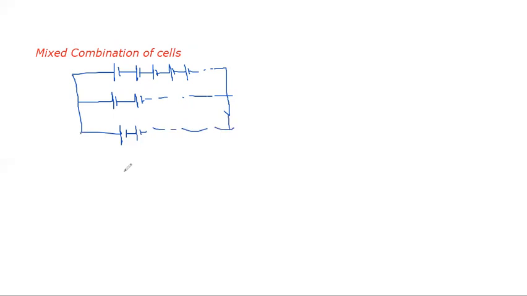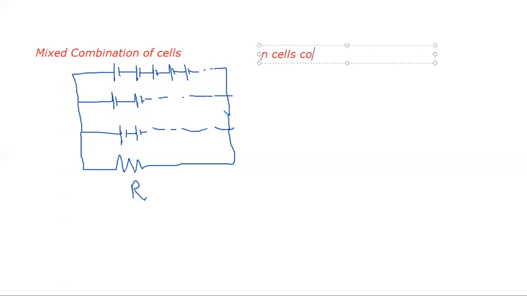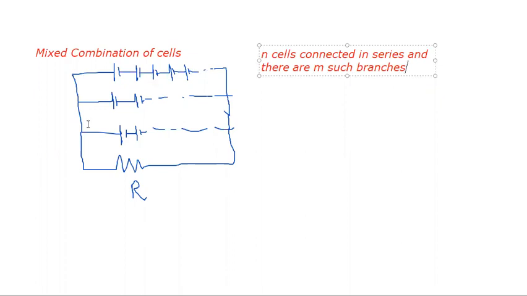Like this, and there is an external resistance capital R. So what happens is there are n cells connected in series, right? And there are m such branches, which means this is 1, 2, 3, 4, 5, 6 up to n number of cells, and the number of branches is m.